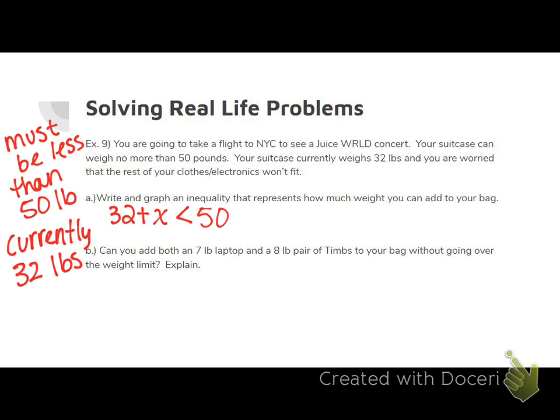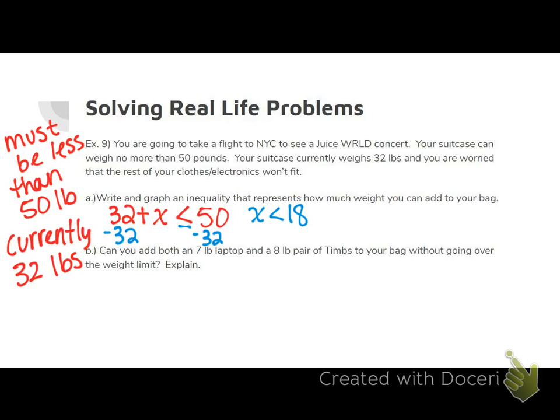To solve that inequality, what would I do? Good. If we're going to graph it, we have to solve it. So we subtract 32 on both sides. We get x is less than what? 18. Okay. One thing we should talk about real quick, though. Might change our answer a little bit. Could our suitcase weigh 50 pounds? Yes. So what should I be adding to these symbols?